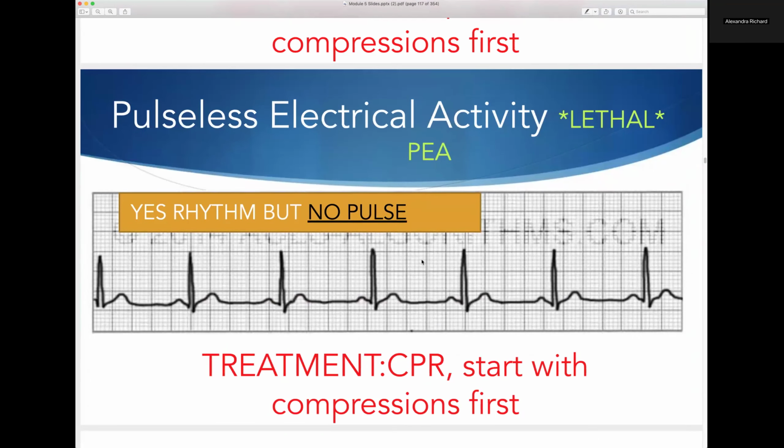Next up is pulseless electrical activity. This is another lethal rhythm, okay?